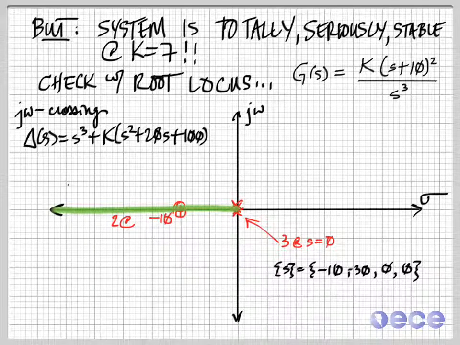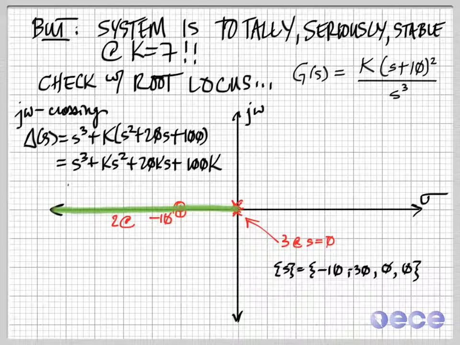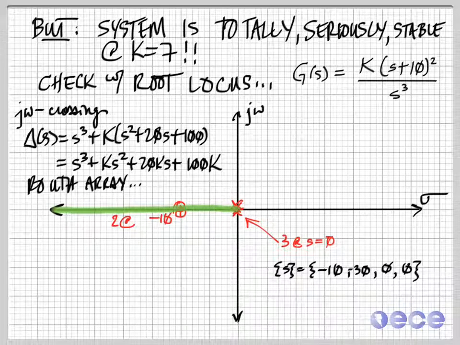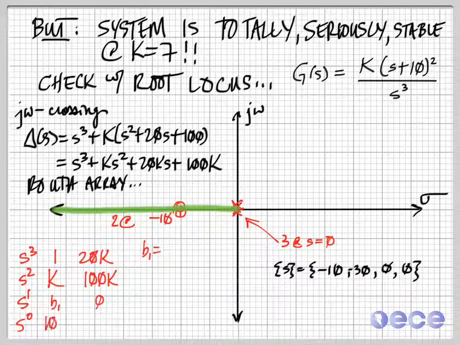But in between, I'm going to check to see where we cross j omega. So of course, to do this, we're going to use Routh analysis. So we close the loop and set k times the numerator plus the denominator. And now we're going to do Routh analysis on k. So let's go ahead and build our Routh array. So 1 s cubed plus k s squared plus 20k times s plus 100k. So we'll do every other value. S cubed is going to be 1 and 20k. S squared is k and then 100k.